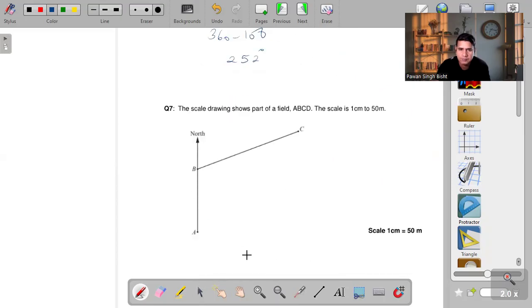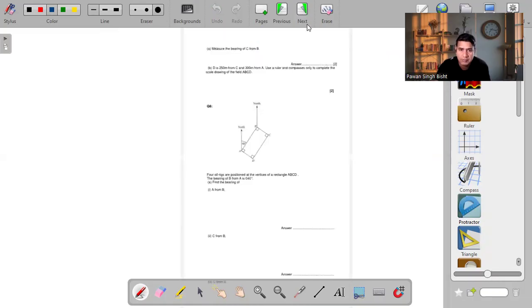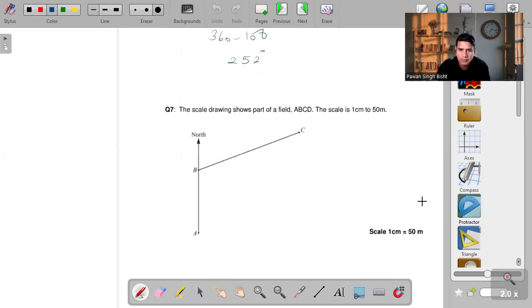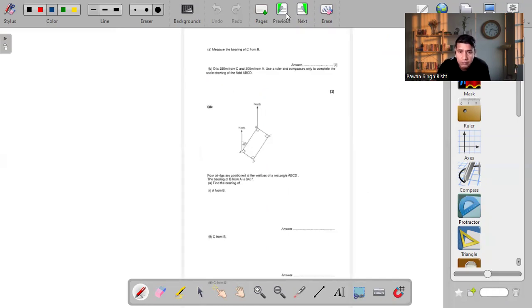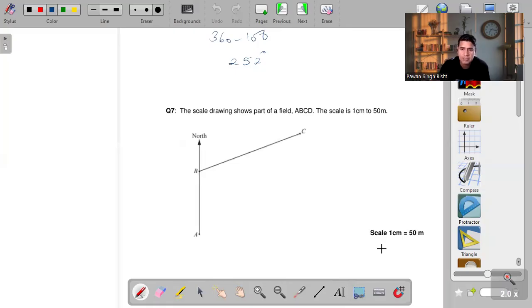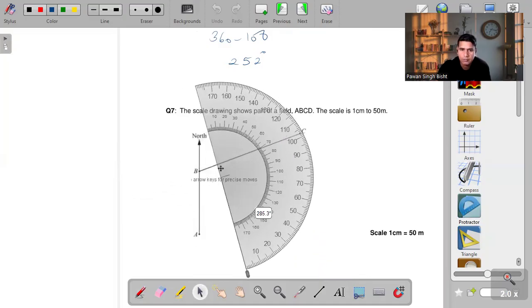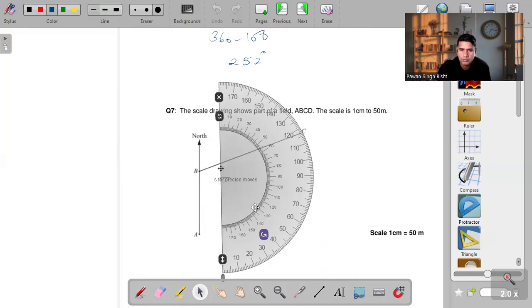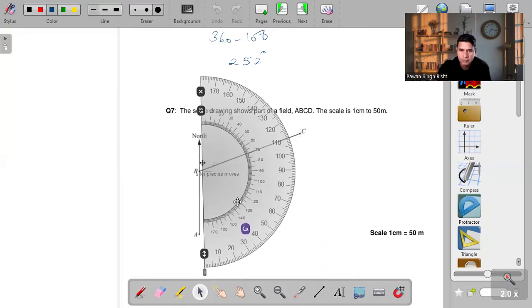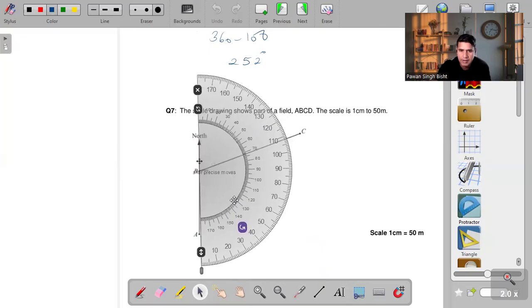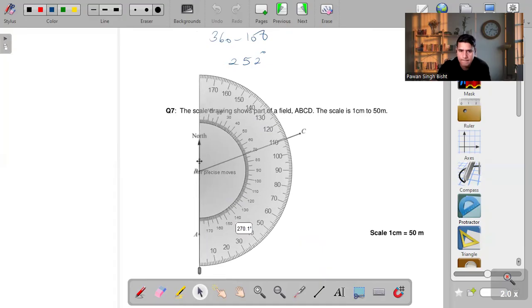Now question number 7. The scale drawing shows part of a field ABCD. The scale is 1 centimeter to 50 meters. Measure the bearing of C from A. Measure the bearing of C from B. Basically we have to find the bearing of C from B, so we need a protractor here. Use your protractor to measure this angle. You all know how to measure an angle. You put the protractor at the tip here and you hide this black line, and you measure this angle.